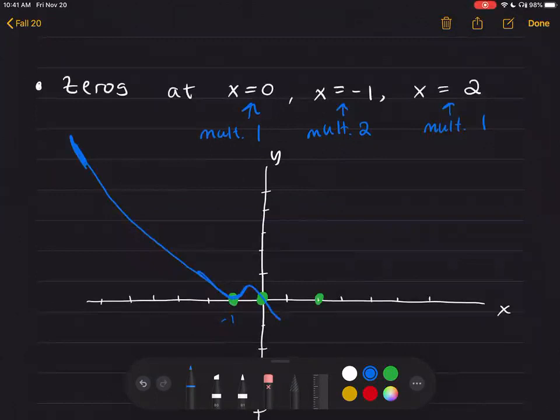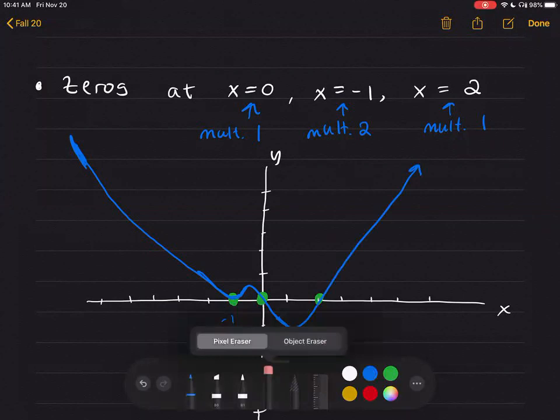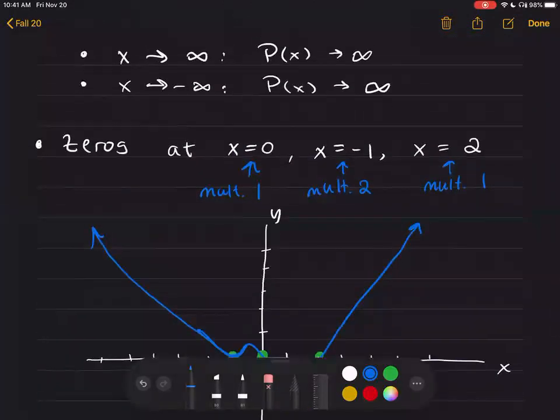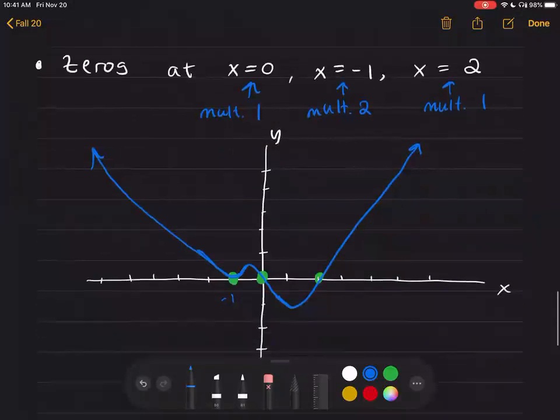And then for x equals 2, again, it has multiplicity 1, so we're going to cross right through it again. And here we can indeed see that the end behavior is what we want it to be, right? As x goes to positive infinity, it's still going off to infinity as well. So this is good. So this is a sketched graph.